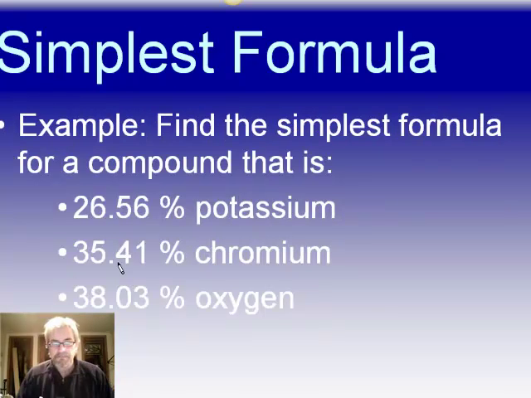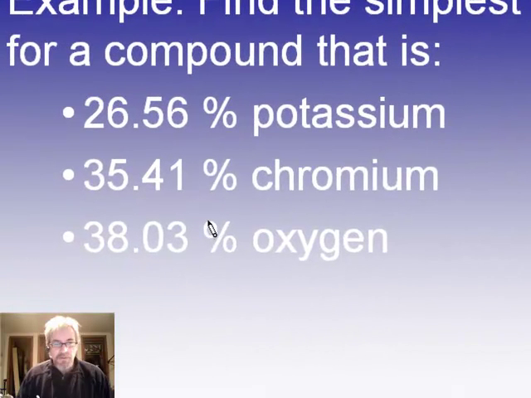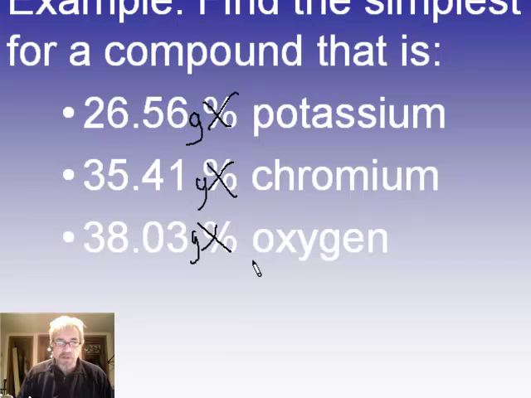Let's say, for example, we've been asked to do this problem. Find the simplest formula for a compound that's 26.56% potassium, 35.41% chromium, 38.03% oxygen. What we want to do here is assume that we have 100 grams of this stuff. You're just trying to find a ratio, so it doesn't really matter what mass you use, how big of a sample it is, it'll always have the same ratio. So if we assume we have 100 grams of it, then our percents change directly into grams. 26.56% potassium really means 26.56 grams of potassium in 100 grams of the compound. And we can do the same thing for the other 2 elements.